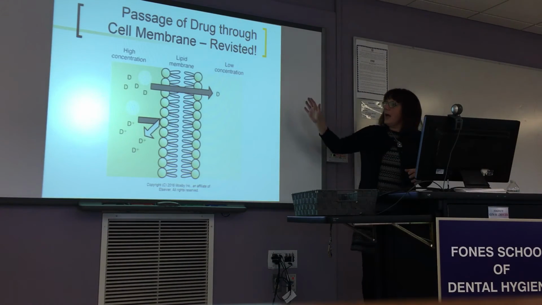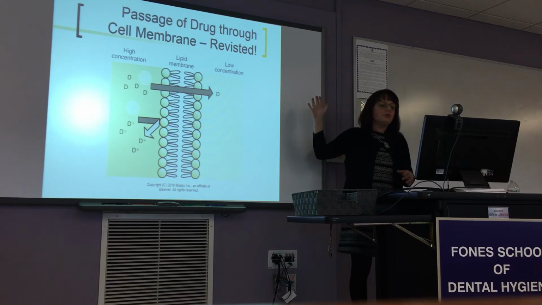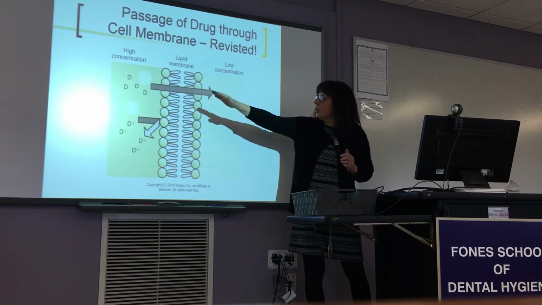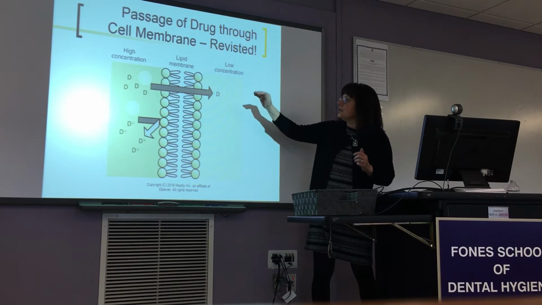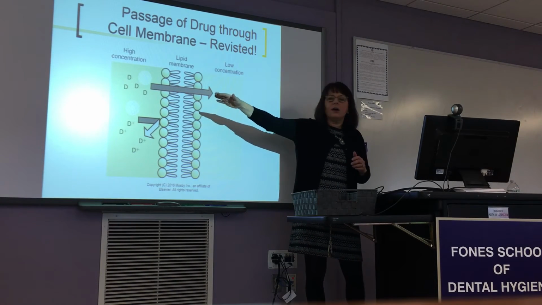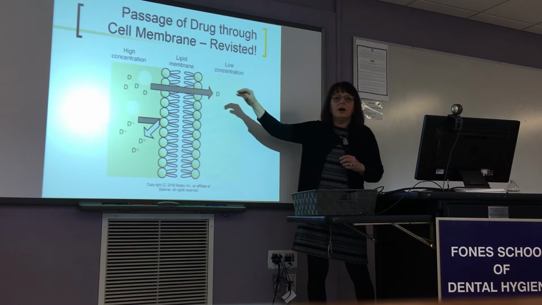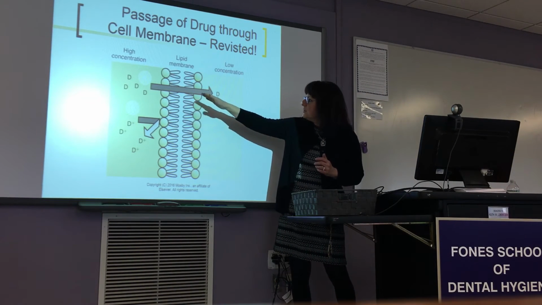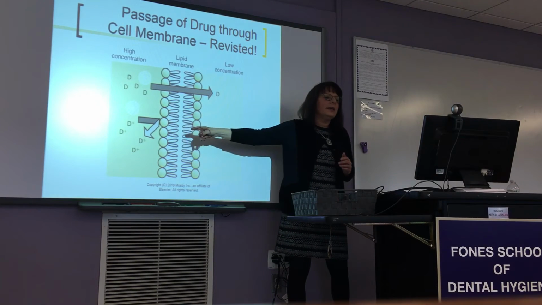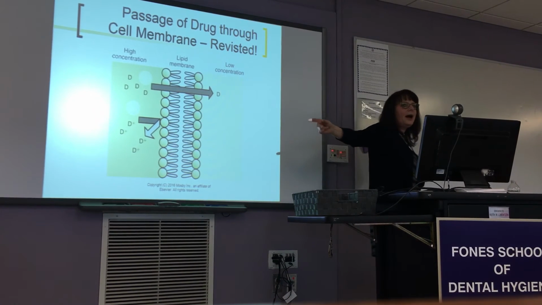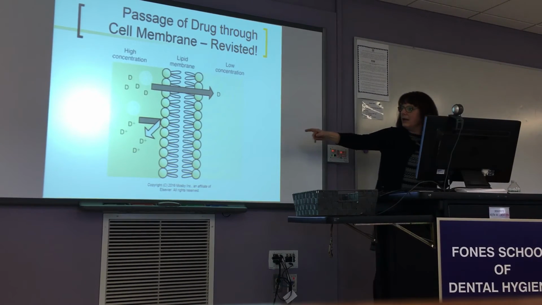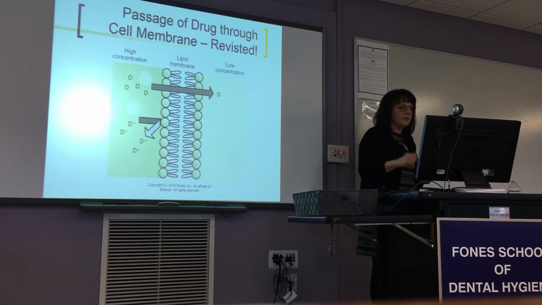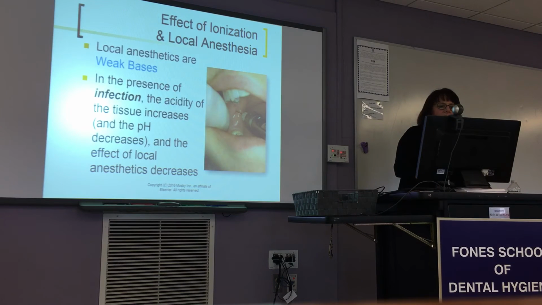Okay, so again, when we revisit this passage through the cell membrane, we're looking at this here where the high concentration to low concentration happens because we've got a drug which is unionized, okay? It has no charge on it and it's in that form. So it goes through. Now we have the drug here that's polar, that has a positive charge to it, and it doesn't pass through. Very, very simple.